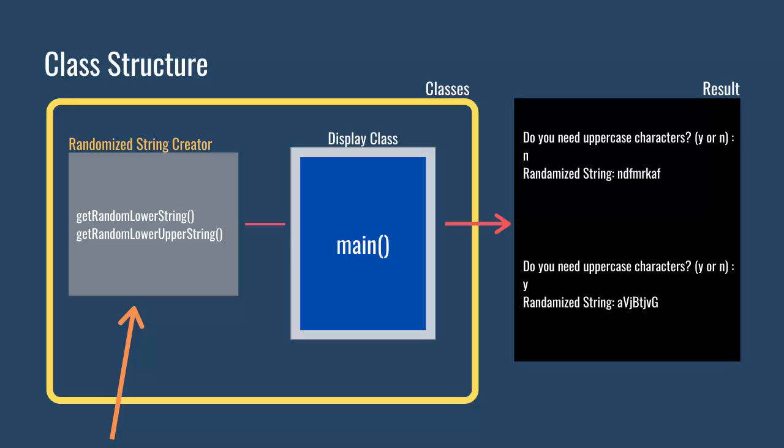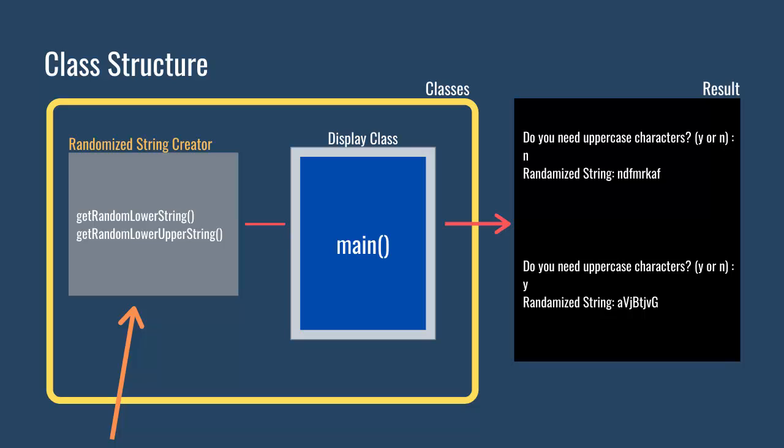If a user inputs y character, the program returns a string that is randomized with uppercase and lowercase. If a user inputs the n character, the program returns a string that is randomized with lowercase only. If a user inputs other characters, the program displays an error message and returns a string that is randomized with lowercase only. I'm going to talk about this randomized string creator class first.